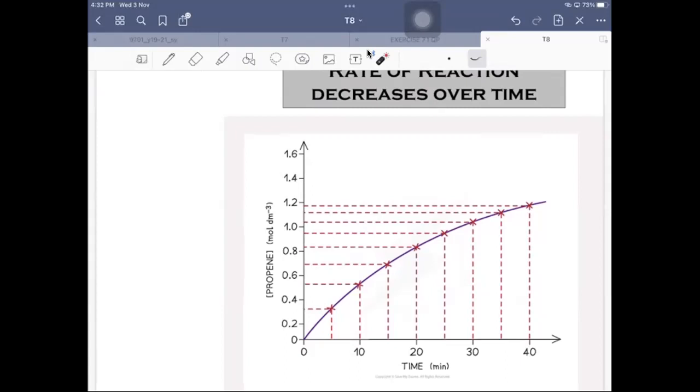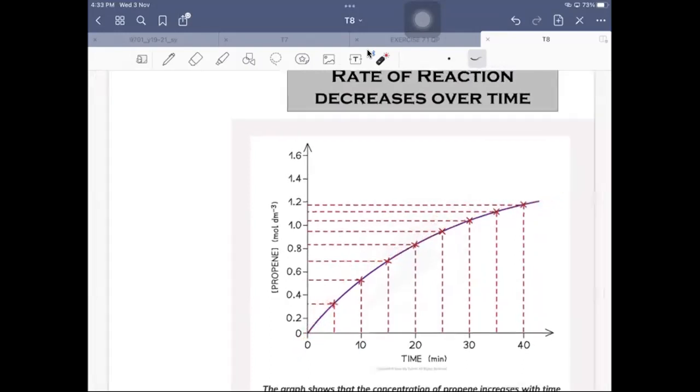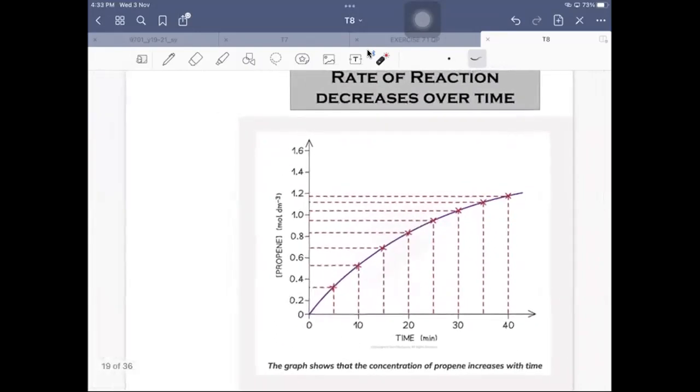And if you want to learn about the rate of reaction, same thing, you draw the tangent initially at t equals 0, and then maybe at t equals 20, and then at t equals 40. You can see that the lines are getting gentler and gentler. All right, that shows you the rate of reaction is decreasing over time.